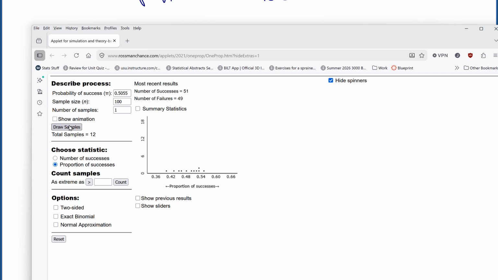If I keep doing this, every time I'm drawing a new sample, you can see I get different sample proportions. Let's draw a few more samples at a time. You can see that I just keep building this histogram. And as I draw more and more samples, it's starting to look more and more like a normal distribution. So let's draw maybe 1,000 at a time. As I drew 1,000 more samples, it's looking more and more like a normal distribution. These are all the sample proportions that I did get.